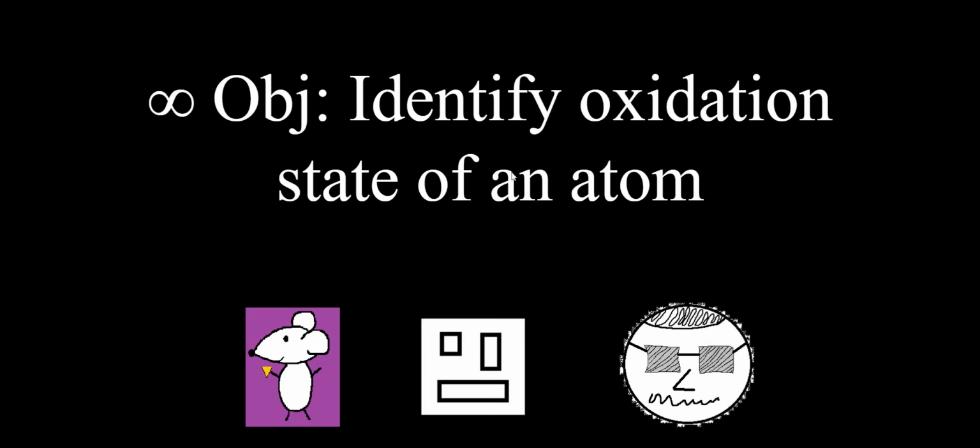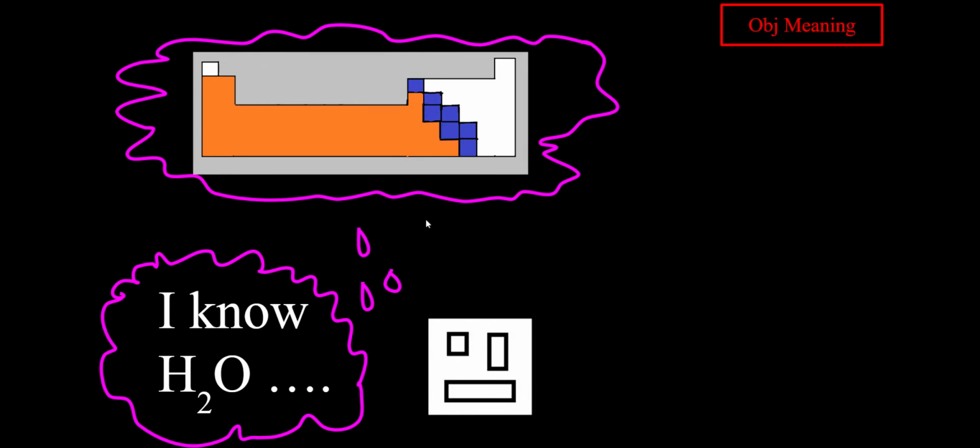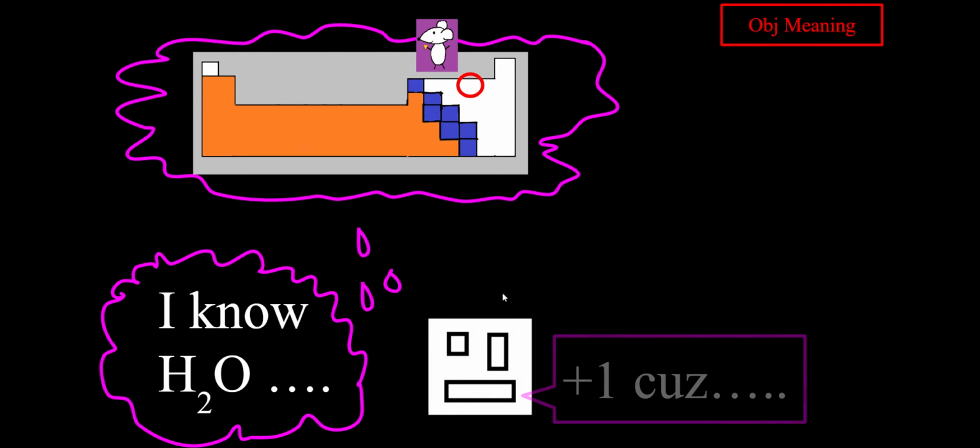Here's our topic. The infinity sign, remember, means it's everywhere in the curriculum for AP. Here's our objective. The objective means if we know some things about a compound, like its formula and where it is, we want to know its oxidation state. And these oxidation states are going to be positive and negative integers.